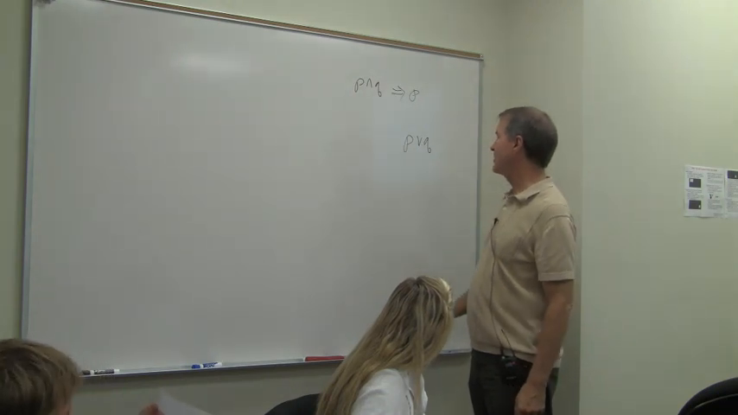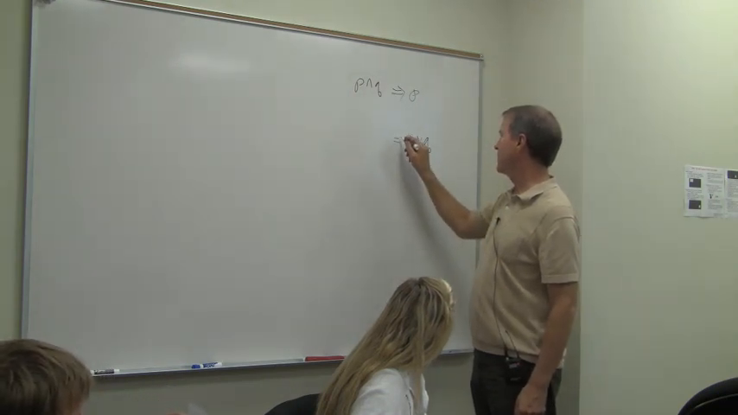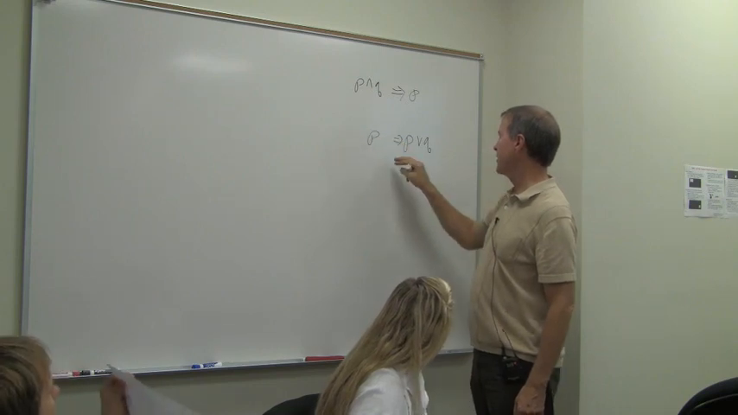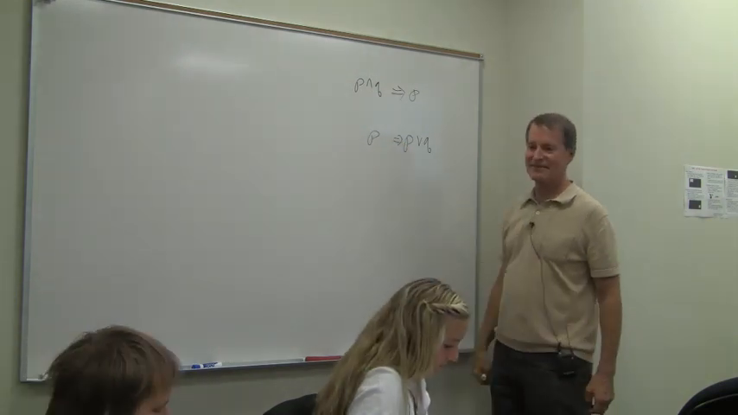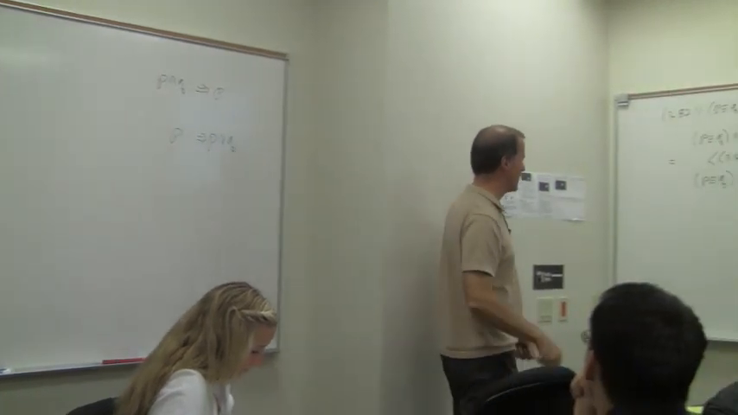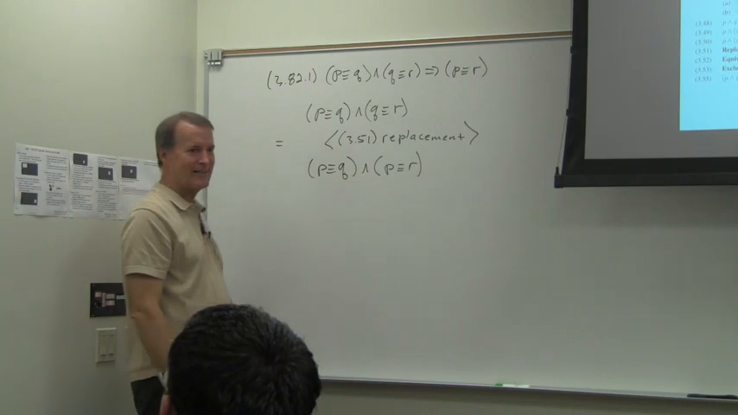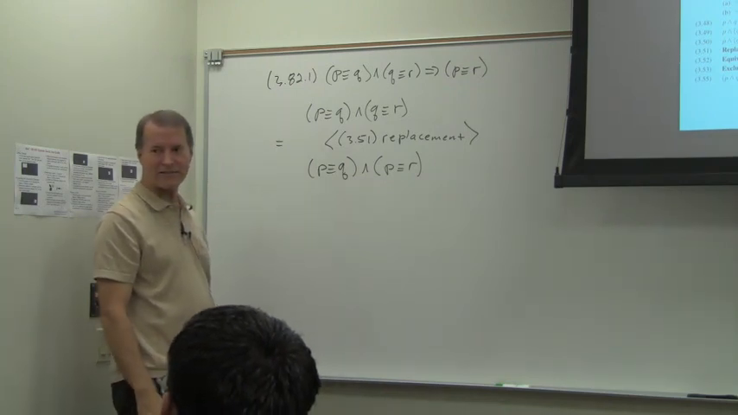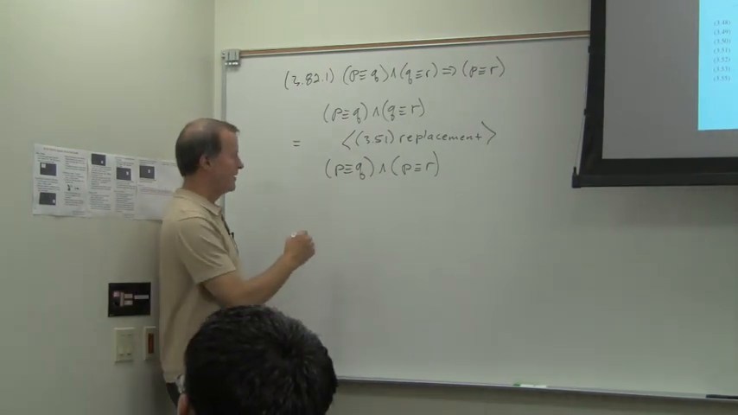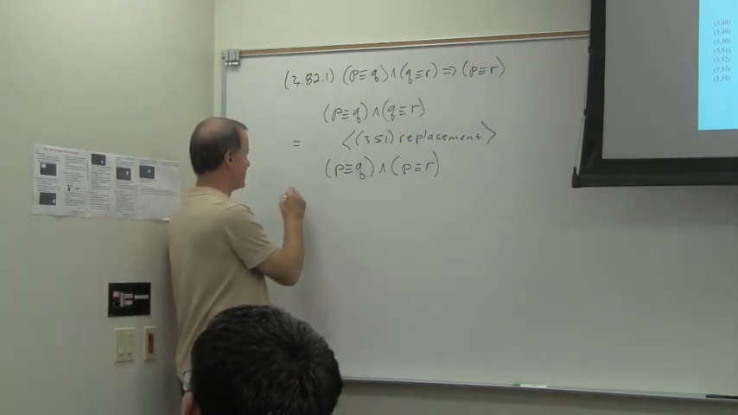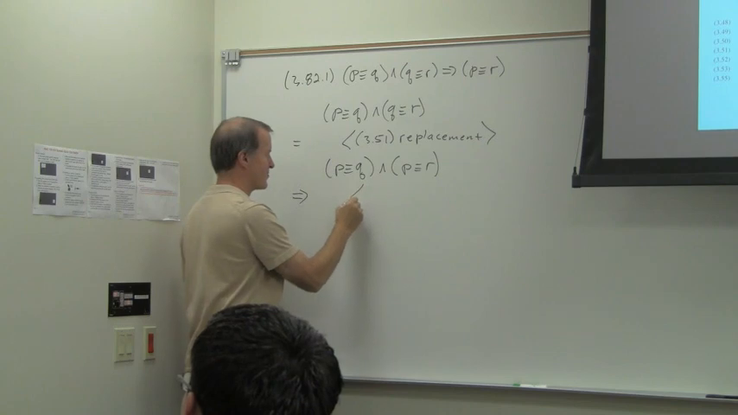P implies P or Q, yeah. I hope you know this one. So what do we have here? We have ands. P and Q equals R. Because of strengthening the antecedent, we can get rid of the P equals Q. Exactly. So this implies by strengthening.